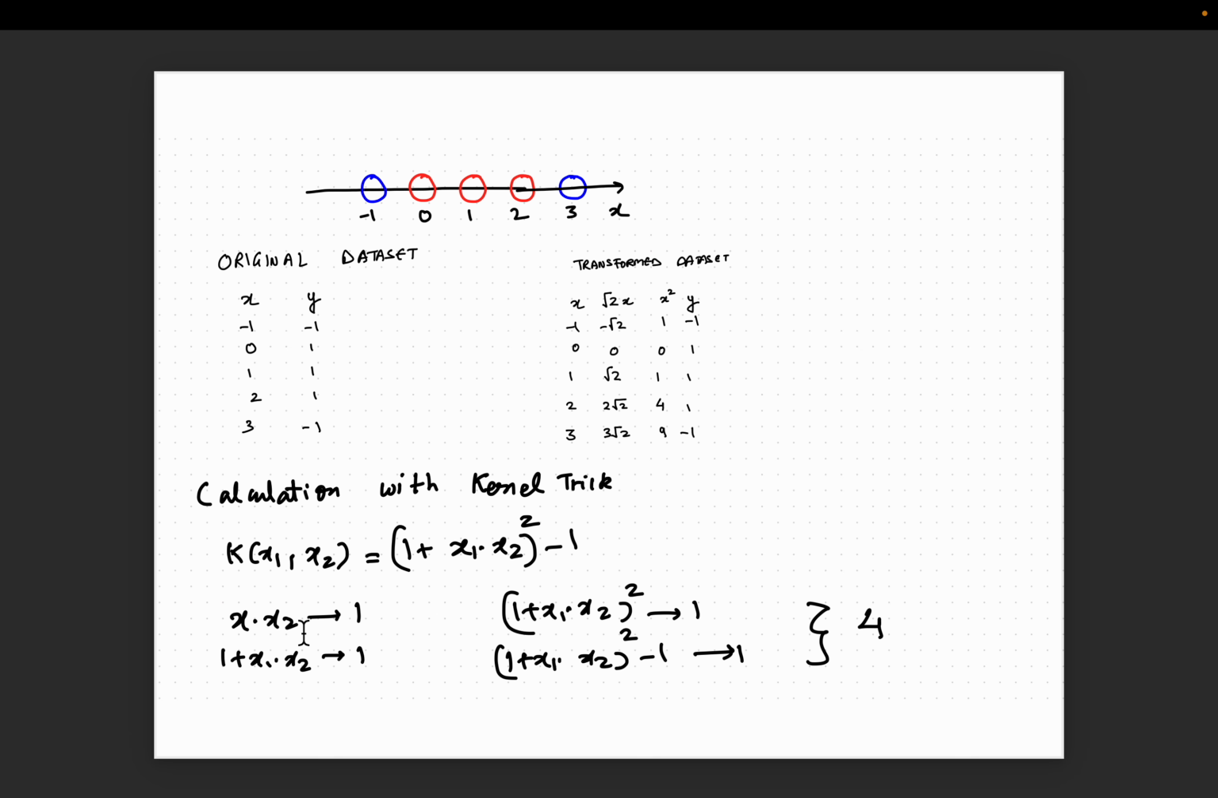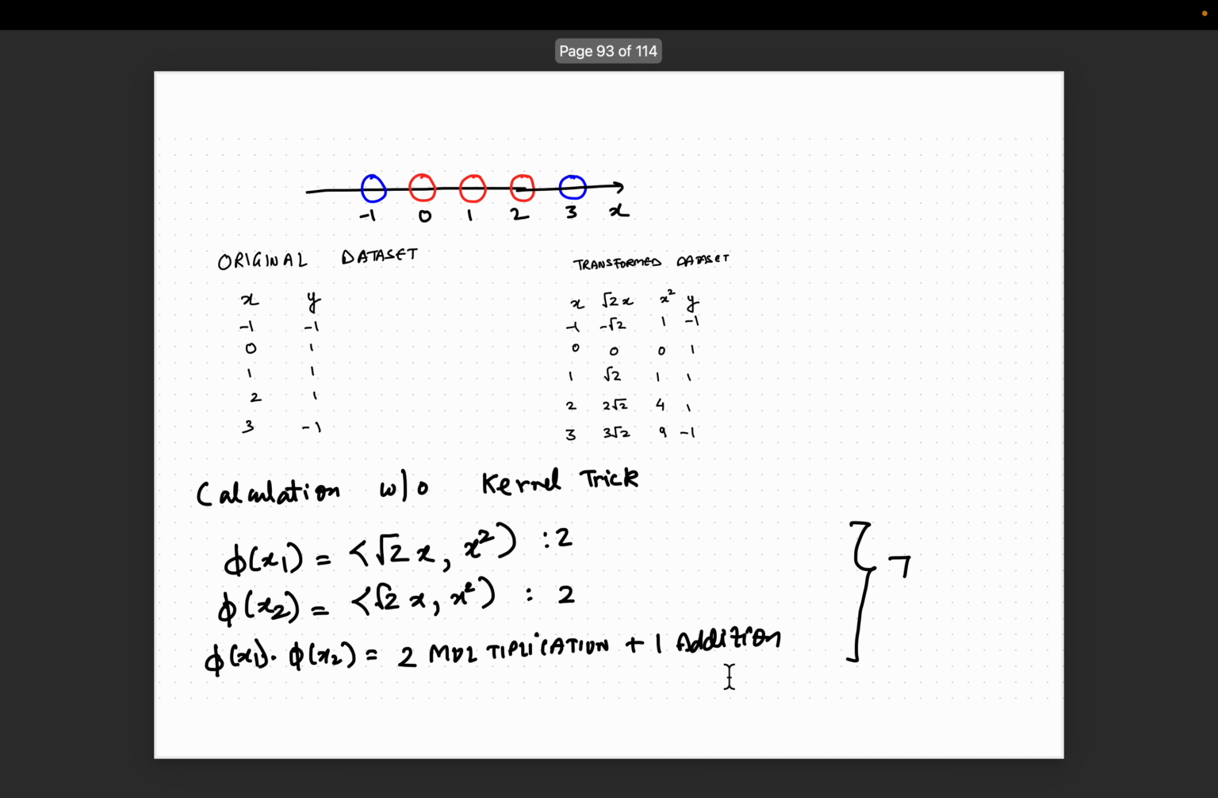We do x1 into x2, one operation. The dot product, because it's scalar, just requires one operation. Add one operation, take the square, one operation, subtract one operation. So overall 4 operations are needed. Now contrast 4 and 7. And this was a very simple transformation, only to a space one dimension higher than the original. If we were to project to a much higher dimensional space, we can see that the number of calculations required is significantly higher.